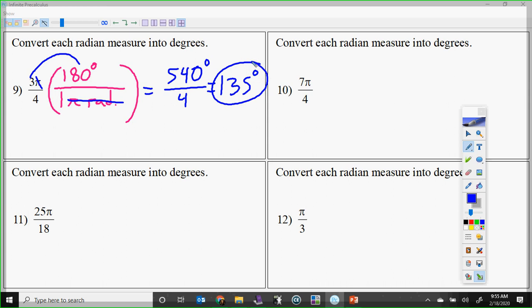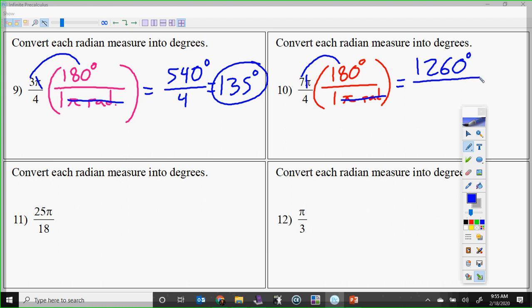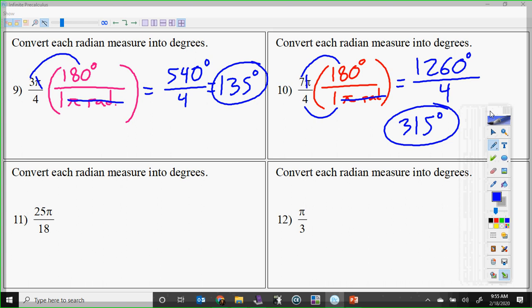Okay, we'll try one more together. Again, multiply by 180 degrees over 1 pi radians. Okay, well, the pi cancels out, the pi radians cancel out. Multiply the top, 7 times 180, 1,260 degrees divided by 4 times 1 is 4. Well, divide that by 4, and I get 315 degrees. Okay, try number 11 and 12.